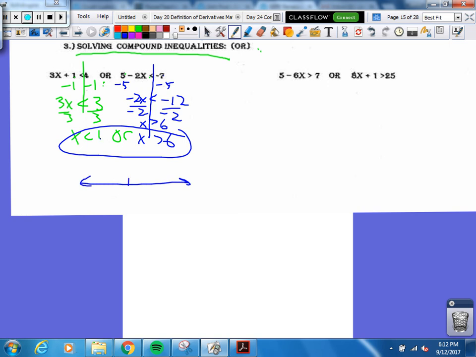So I got 1 and I got 6. So it's less than 1 and greater than 6. There you go. Got it. See this one? Try this one.